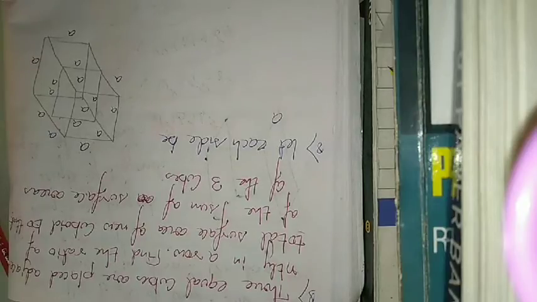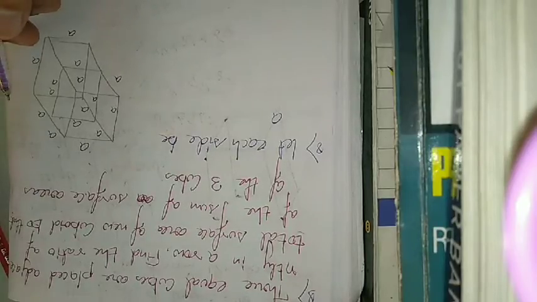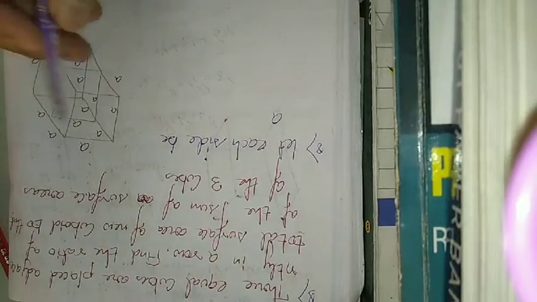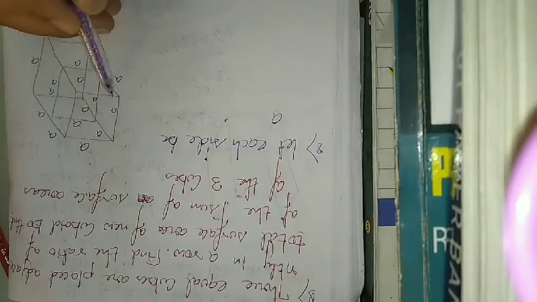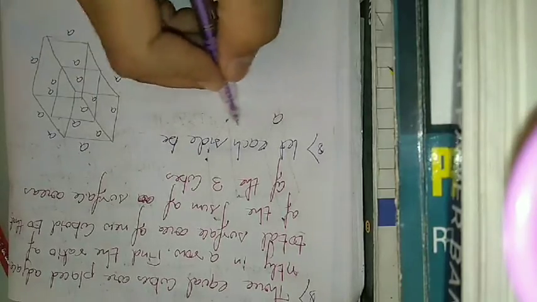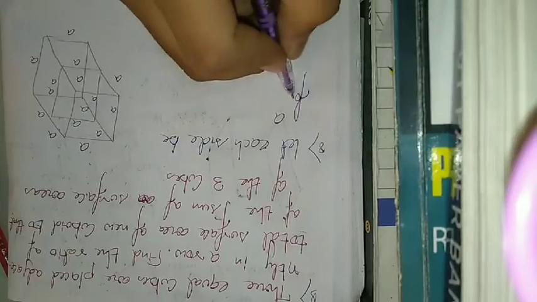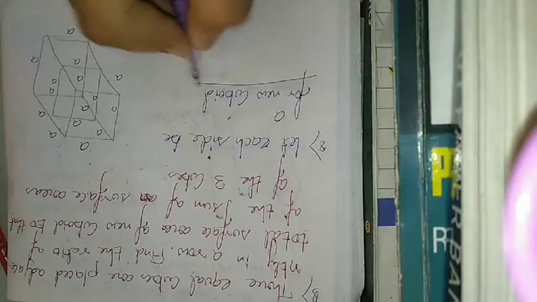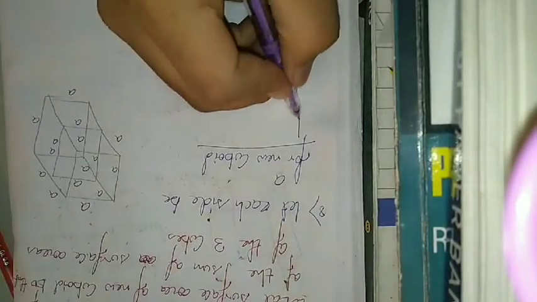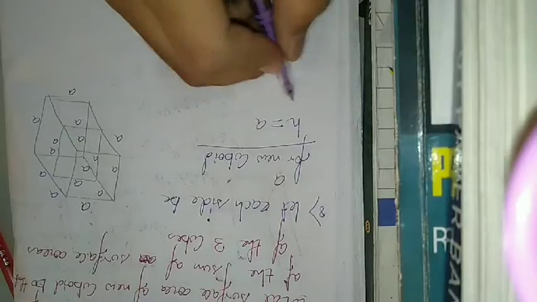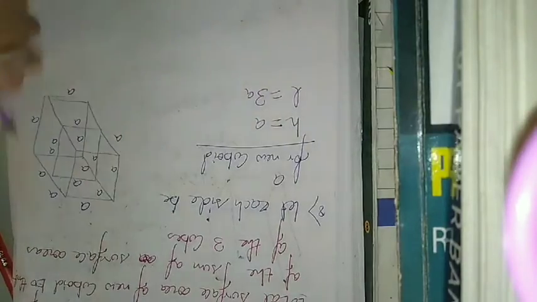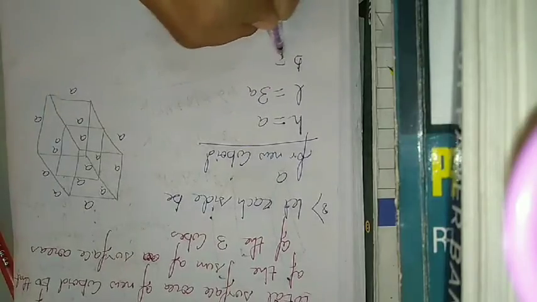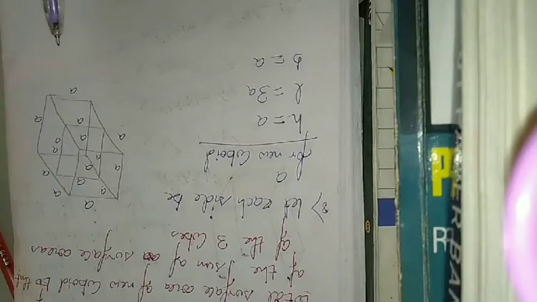Correct. So for the new cuboid, only the length will increase, isn't it? Height will remain the same. Okay, for the new cuboid, height will remain the same, length will become 3a, right? a plus a plus a, 3a, and breadth will be a only.